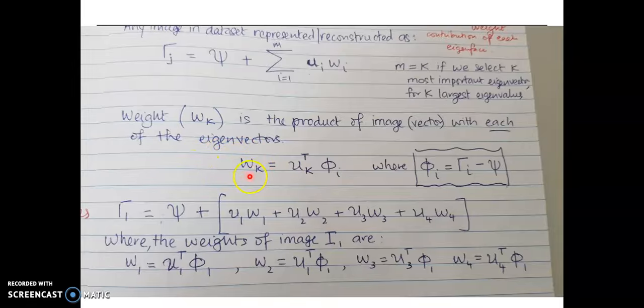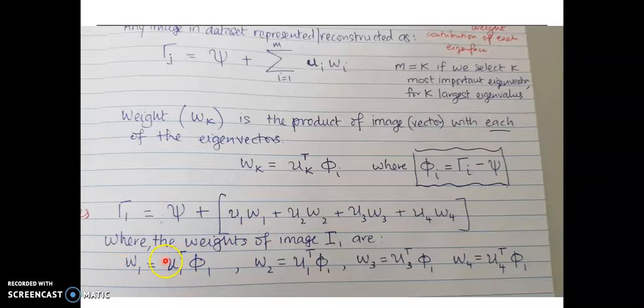So, how do you obtain the weightage? The weight wk is equal to the eigenvector uk transpose times phi I. Remember, phi I is the difference between the vector image and the mean. So to obtain the reconstructed image gamma 1, we get the mean plus u1 times w1 plus u2 times w2 and so on. So how do we get the weightage?